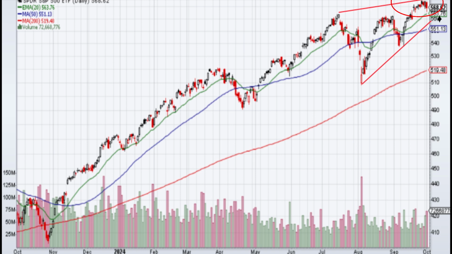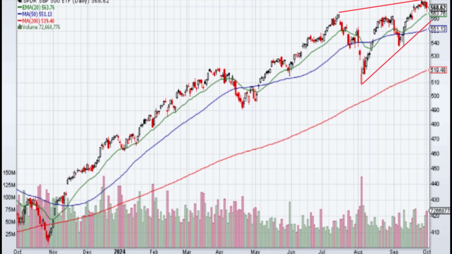$590 region. For those looking to go long, the strategy revolves around these key support levels. If SPY pulls back to the 20-day EMA at $563 and shows signs of a reversal, that could present a buying opportunity. A stop loss could be placed just below this level, around $560, to manage risk effectively.